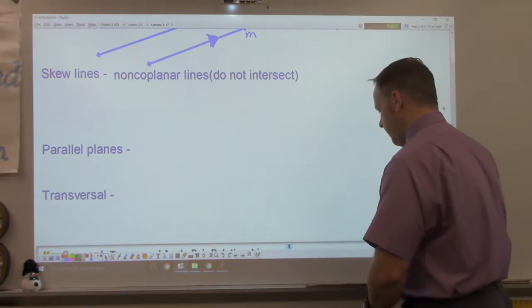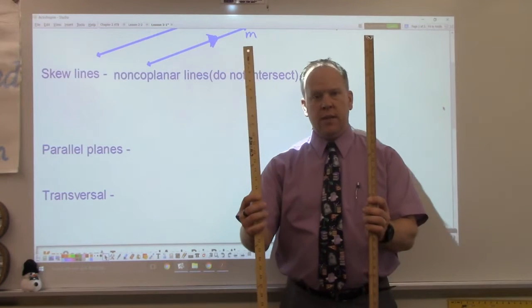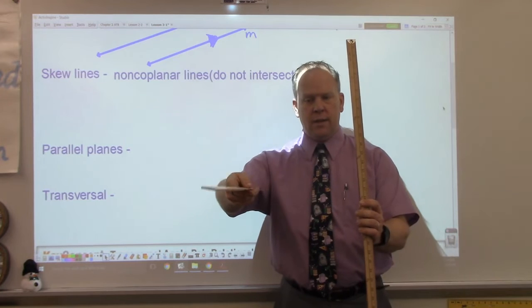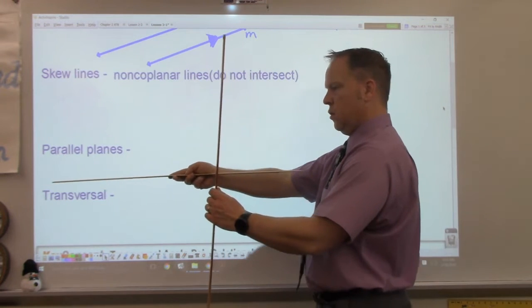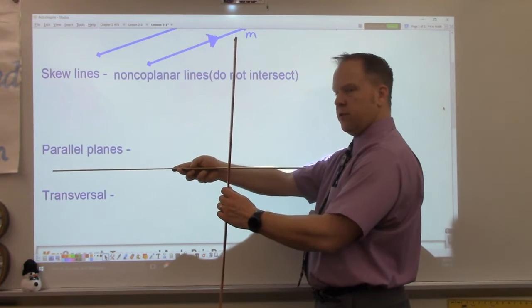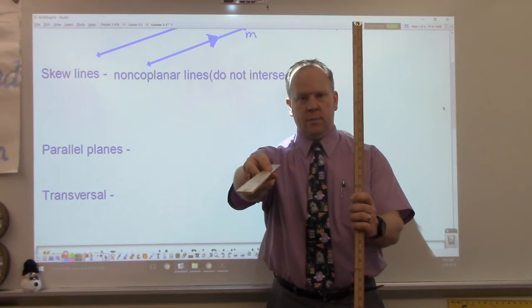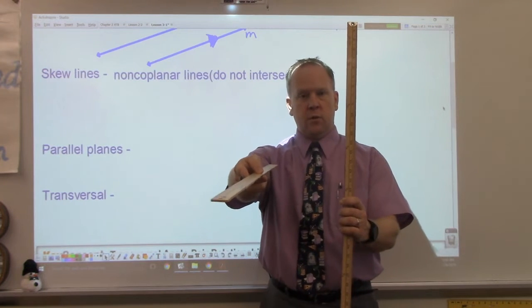Skew lines, if I use these two yardsticks as an example, these would be an example of parallel. Skew lines now look like this. Okay, if you look at them from one view, looking at them straight on, it almost looks like they intersect. But in fact, there is a space or a gap between them. So they do not intersect, and they will never intersect. Those are skew lines.